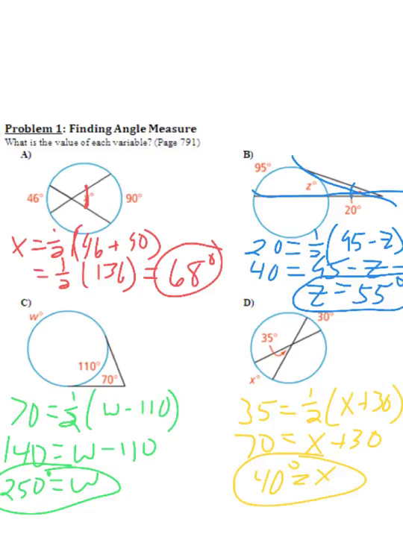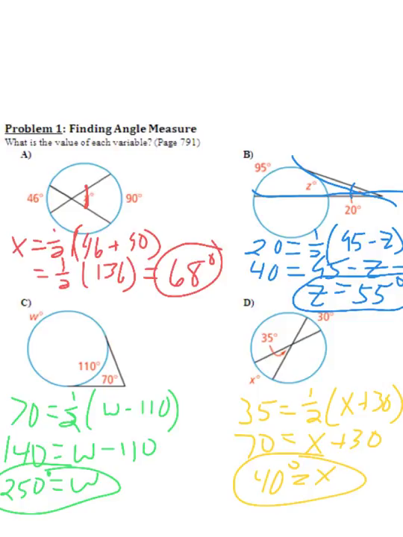Okay, so for our first one, example C, we've got an intersection outside of the circle, so we're going to use that second theorem that we talked about on the last slide. So I take the angle of the intersection, which was 70, and I set it equal to 1/2 of the difference between the two intercepted arcs. Now the farther one away is always first, so W is farther away from the 70, so it'll be W minus 110. I solve for W and I get that it's a 250-degree arc.